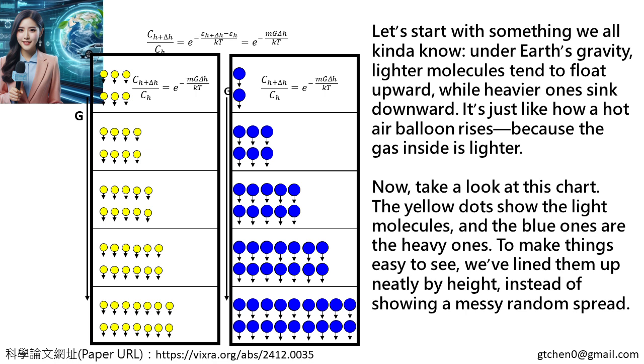Under Earth's gravity, lighter molecules tend to float upward, while heavier ones sink downward. It's just like how a hot air balloon rises, because the gas inside is lighter. Now, take a look at this chart. The yellow dots show the light molecules, and the blue ones are the heavy ones. To make things easy to see, we've lined them up neatly by height, instead of showing a messy random spread.